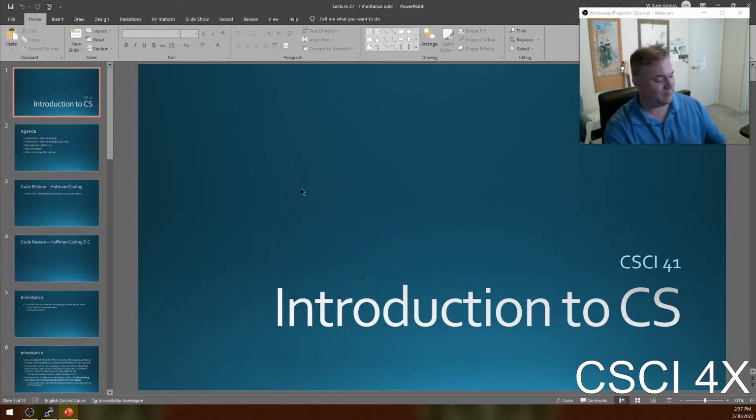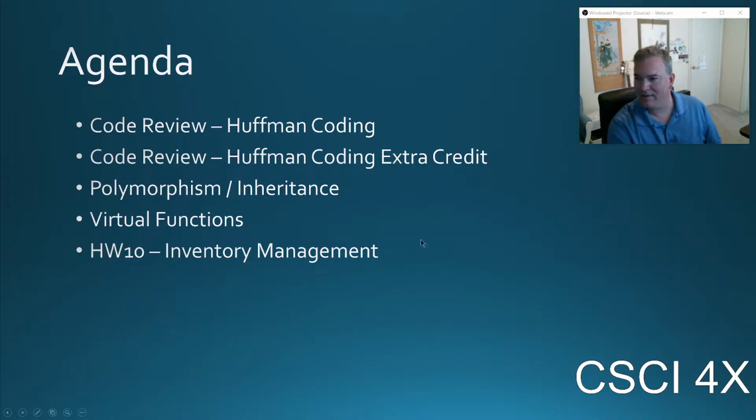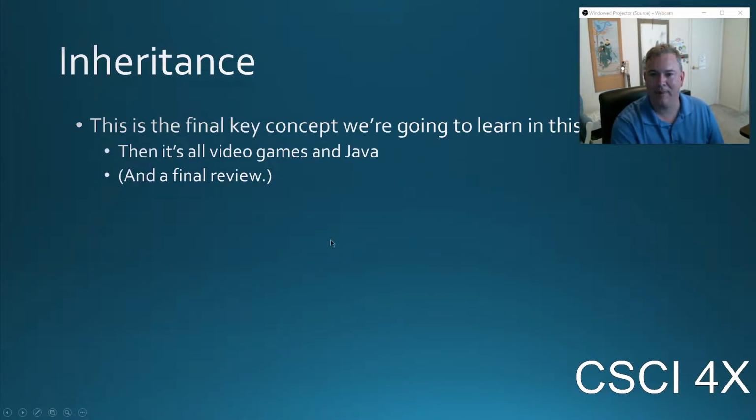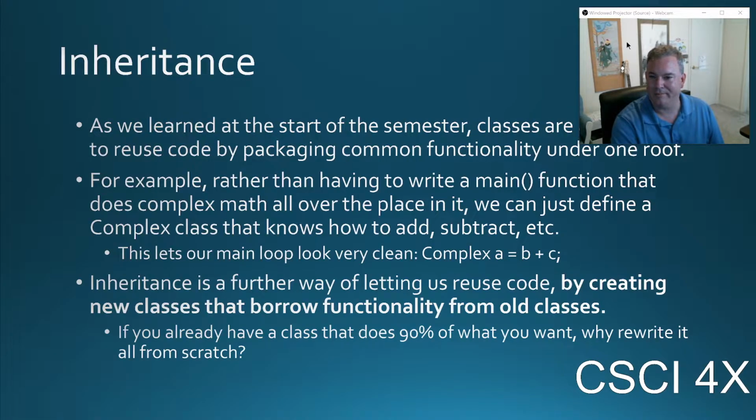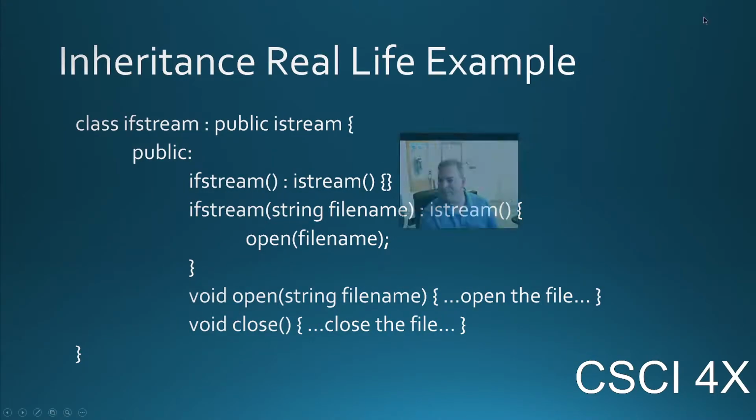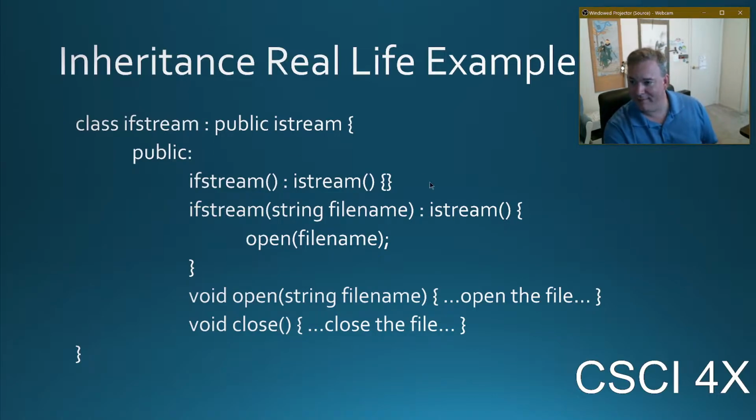So inheritance is a way of copying and pasting code. That's the best way of thinking about it, I think. Inheritance allows you to borrow code from old classes. For example, if you've ever used iStreams before, does anyone have an example of a variable of type iStream?